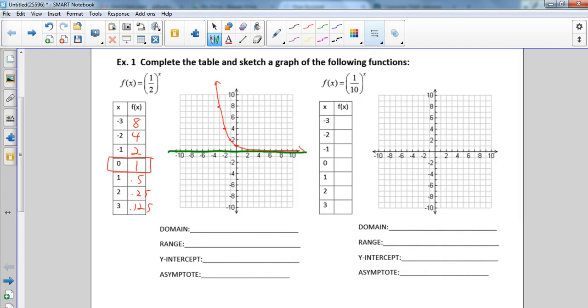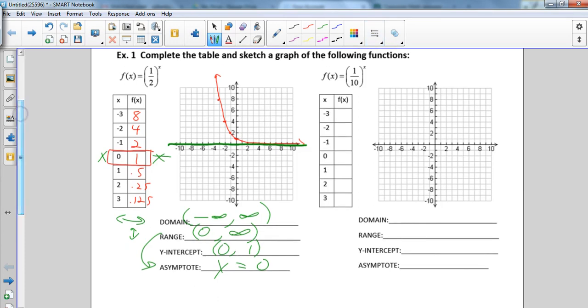Domain. Once again, it's going left forever, and it's going right forever. Remember, domain is left and right. Range is your up and down. So how low does it go? 0. How high does it go? Towards positive infinity. Once we know the range, we know our asymptote. That is that special line, y equals 0. And the y-intercept, remember how I said this was special earlier? Anytime x is 0, that's our y-intercept, 0, 1.